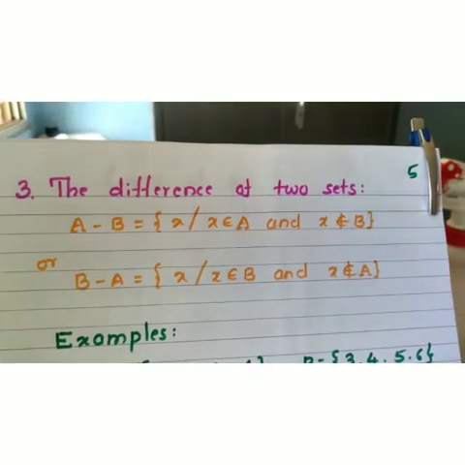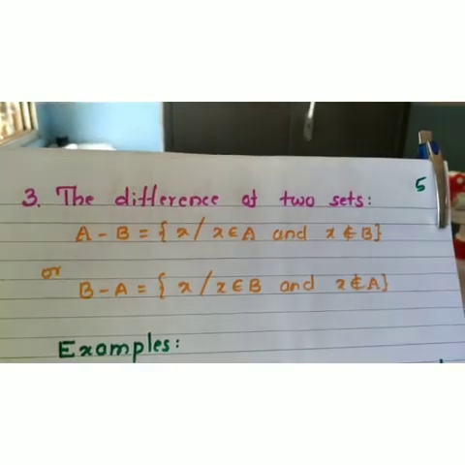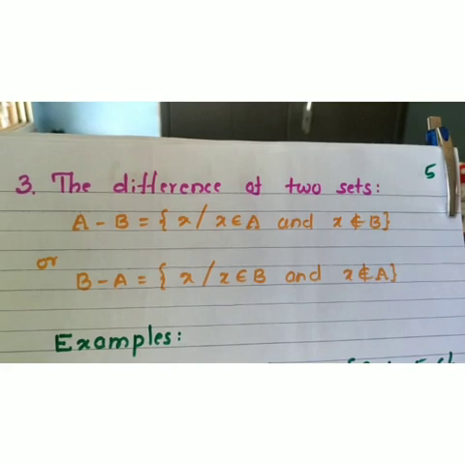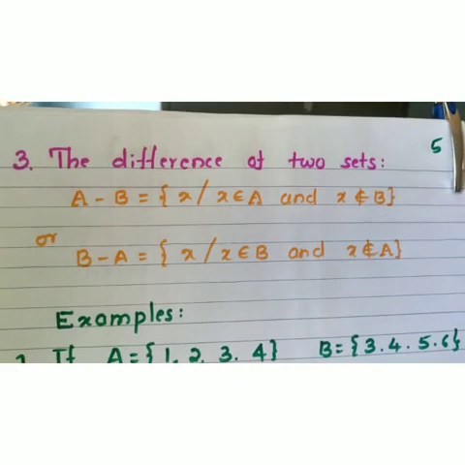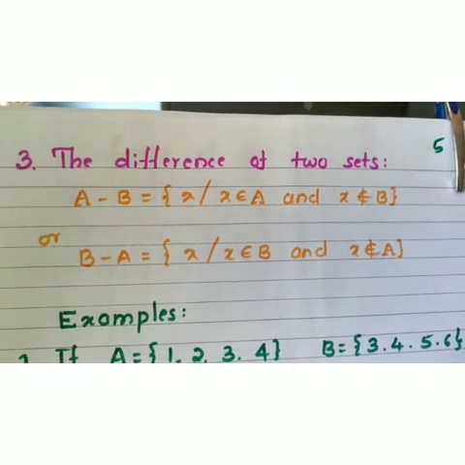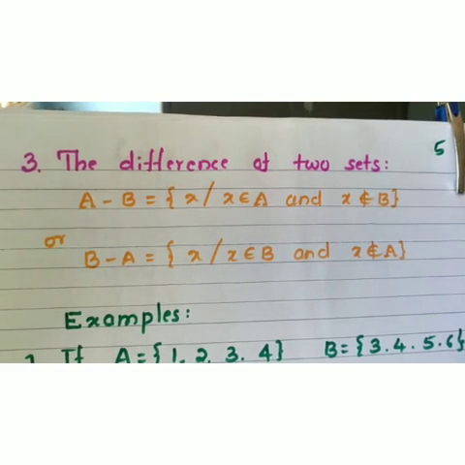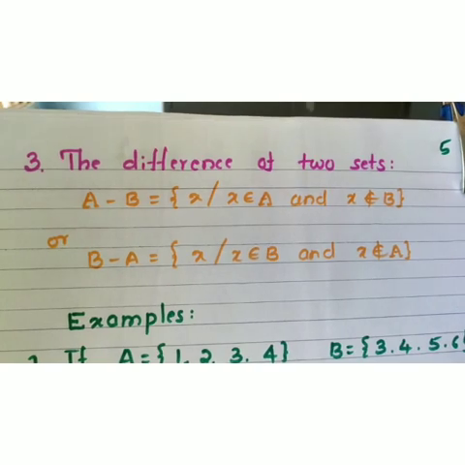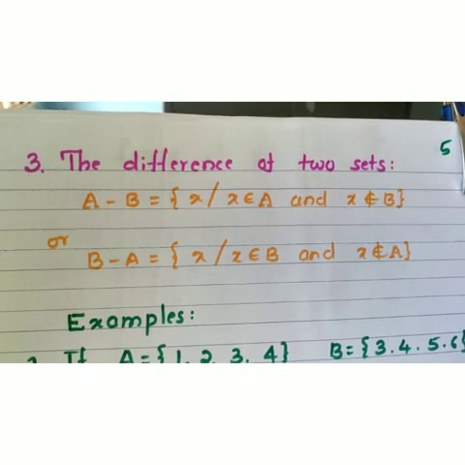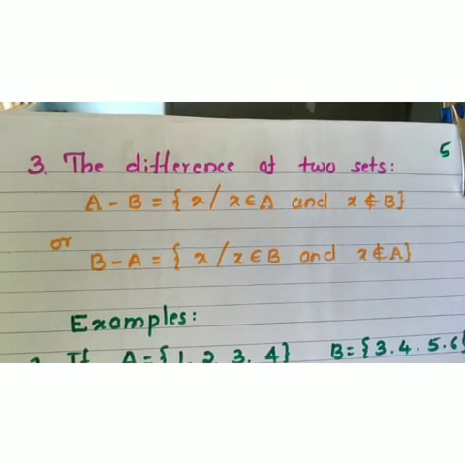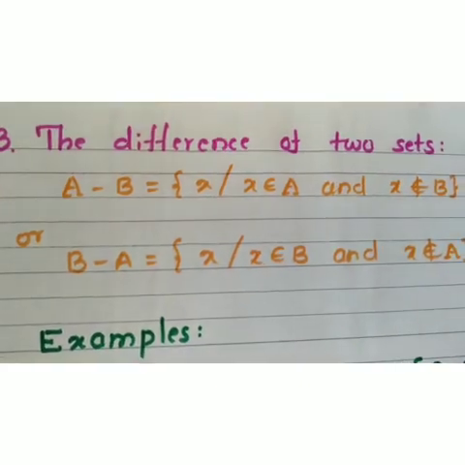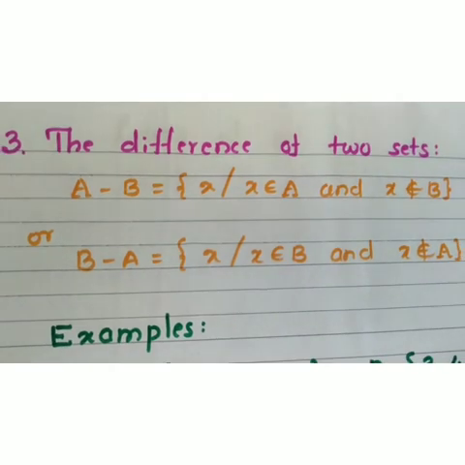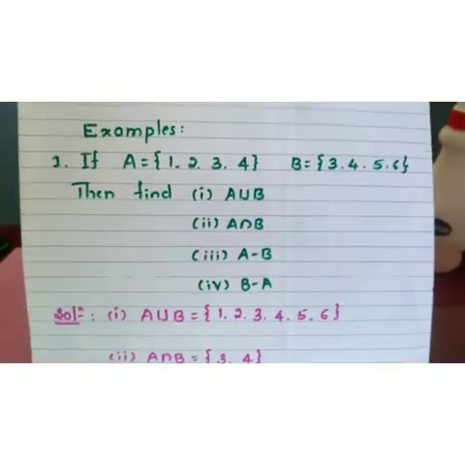Next, we come across another operation, the difference of two sets. Let A and B be any two non-empty sets. A minus B is the difference of A and B, and B minus A means the difference of B and A. How to define these? A minus B is the set of X such that X belongs to A and X does not belong to B. B minus A means the set of X such that X belongs to B but X does not belong to A.